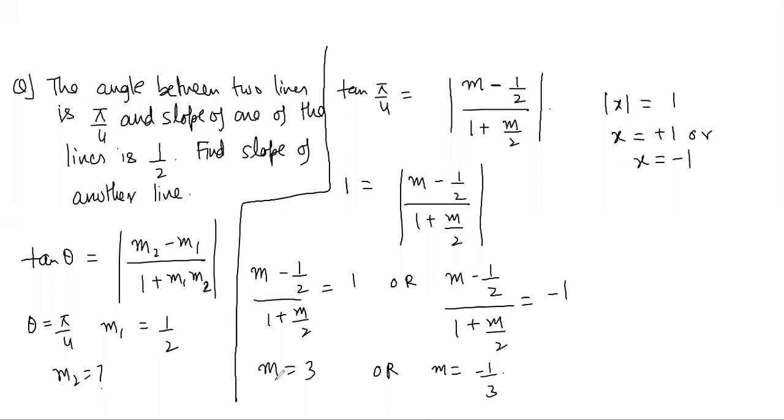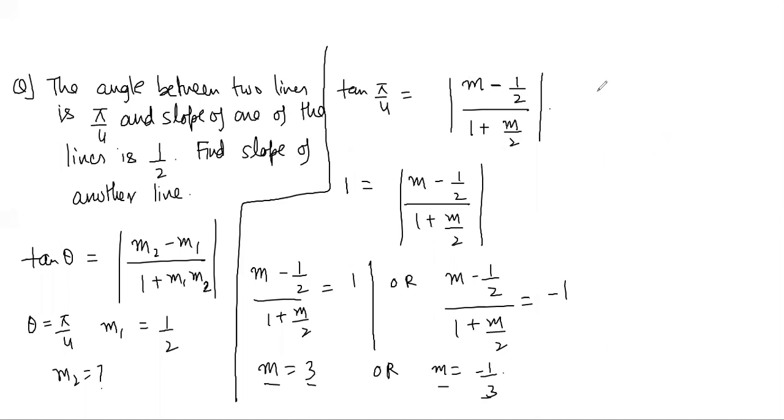In the first case, if we solve this equation, you will get m equal to 3. And in the second case, m is equal to -1/3. So we are getting two slopes, which means that there are two possible slopes of the other line, which means that there are two different lines which will satisfy this condition.